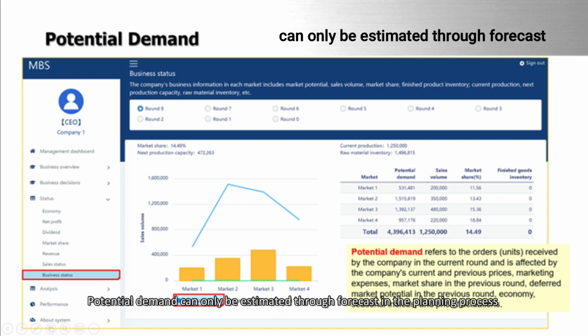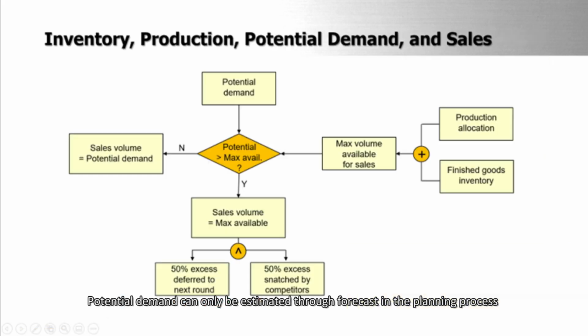Potential demand can only be estimated through forecasts in the planning process. The ability of a company to meet potential demand is founded upon an optimal level of inventory as well as the optimal maintenance of the production equipment, which will impact the production efficiency. For example, wastage and reject.